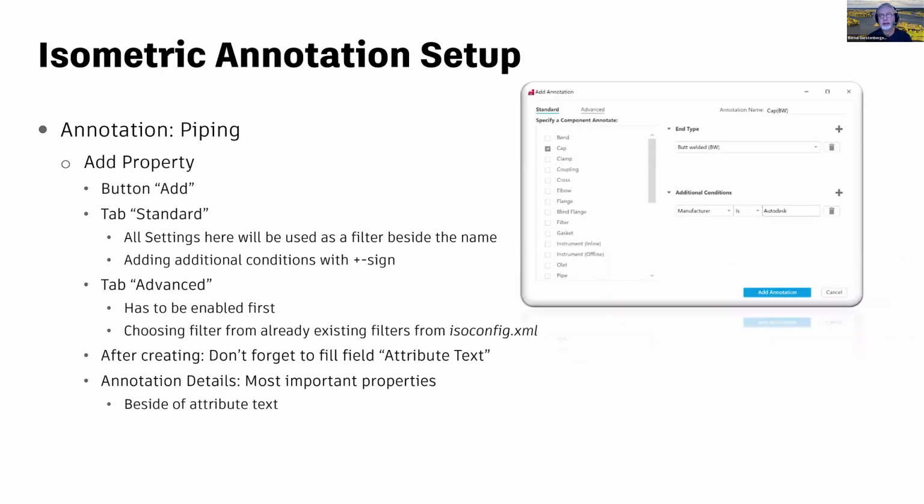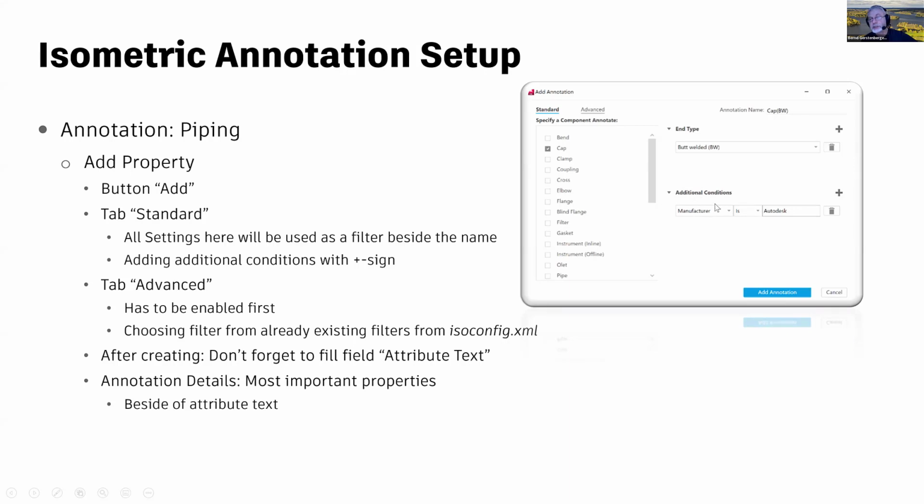This dialog will pop up. You see that we have two tabs here, Standard and Advanced. In the Standard tab, you can just select the specific component class. And on the right side, you see the end types. So here you will set the filters. This is a selection list here. And if you want to have more end types added to this filter, just click the plus symbol to add more end types for that filter for this specific new annotation scheme.